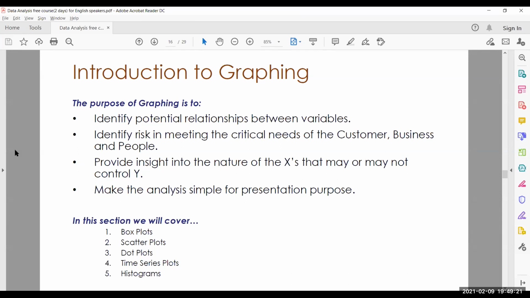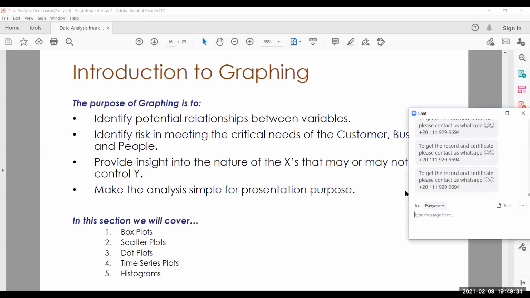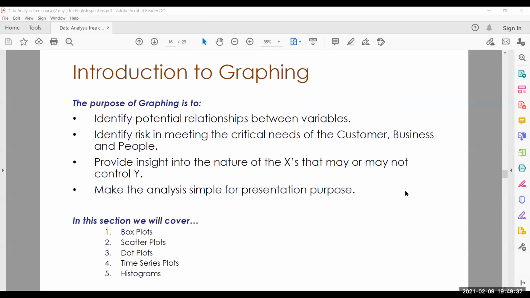So the purpose of graphing is, for sure, we have a lot of benefits from graphing. First, we can identify potential relationships between variables, like something called the scatter plot. We don't have time to explain for sure every graph in details. I can identify the risk in meeting critical needs of the customer through a plot called process capability. We can provide insight into the nature of the X that may or may not control the Y, something we call the optimization plots. And above all of this, it will make the analysis simple for presentation purposes.